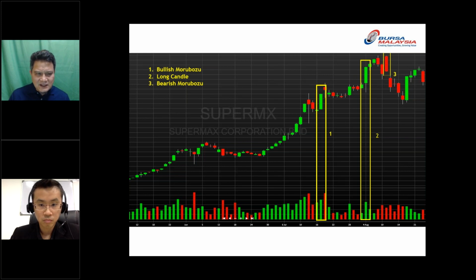Number one is a bullish marubozu, which means it's a long white, and afterwards you can see the price goes higher. Number two is also a long candle, because it has a shadow at the bottom. And number three is a bearish marubozu, and after that you can see the price drop. So this is what we call a single candle.